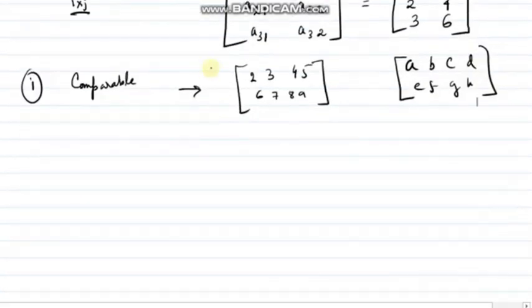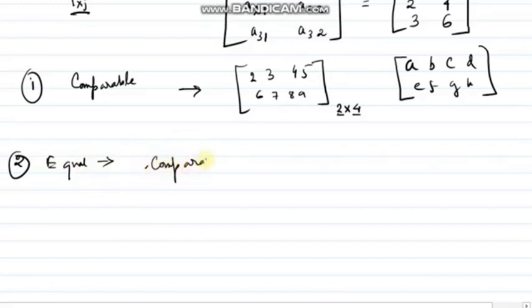Both the matrices I can write as 2 by 4. This is the way we should represent it. This represents 2 rows and 4 columns. So here both the matrices have 2 rows and 4 columns, so I can say they are comparable matrices, right? Next one, equal matrices. For equal matrices, the matrices have to be comparable. Then we can go for equal matrices.